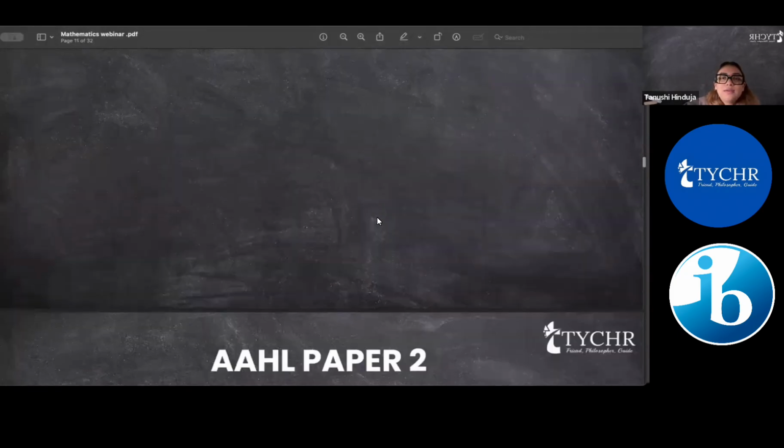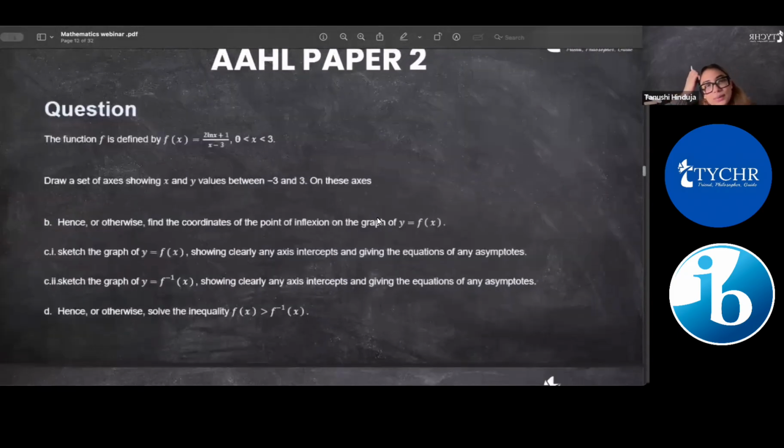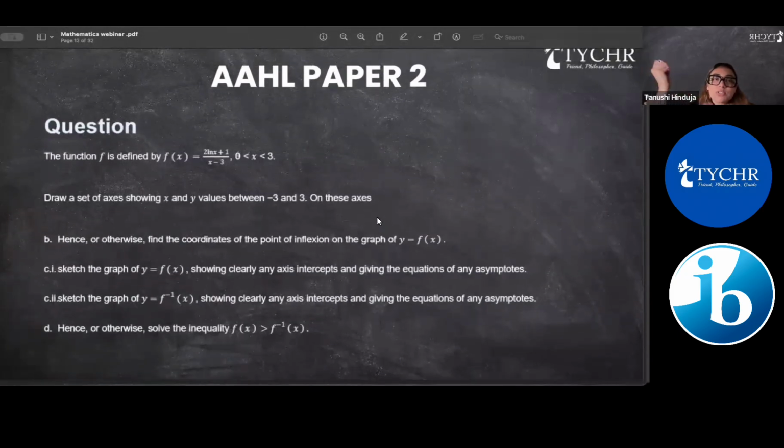Moving on, we have an AAHL paper 2 question. They've given us a log function. We have to draw a set of axes showing x and y values between -3 and 3 and find the coordinates of the point of inflection on the graph. So first thing, to find points of inflection, we have to find the roots of the double derivative.